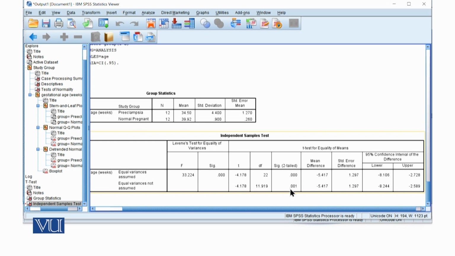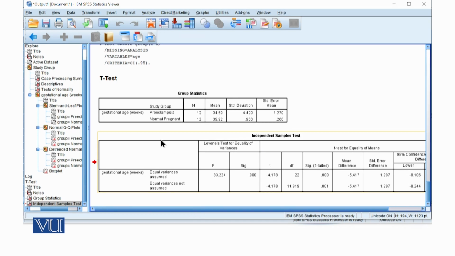Since we say that this is not equal, one thing is very important to be curious about: if it's not equal, then which is larger and which is lesser? We can see it in the table for the group statistics, where the mean gestational age for the pre-eclampsia women is 34.50, against the mean gestational age in weeks for normal pregnant women.